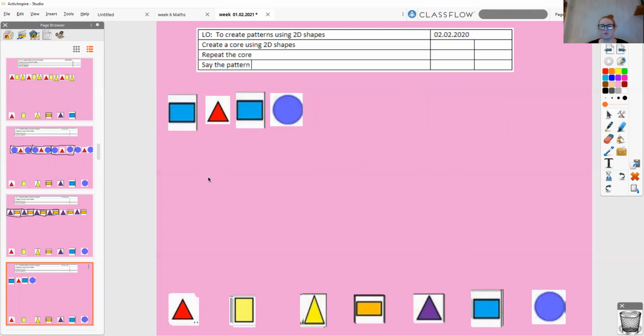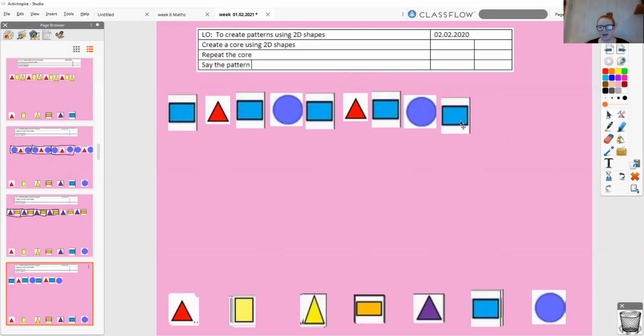I'm going to start with the beginning of the core again, and I know my beginning of the core is a blue square. So blue square, followed by a red triangle, followed by a blue square, followed by a blue circle. What do I want to do again? I want to repeat the core again. So what is the beginning of my core? Ooh, so I know it's another blue square. Now is it a red triangle? Fantastic. And now another blue square, and now another red triangle.